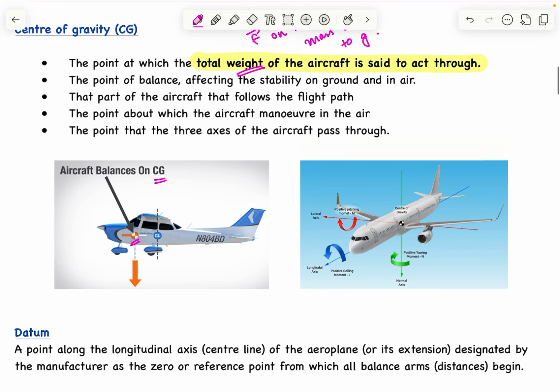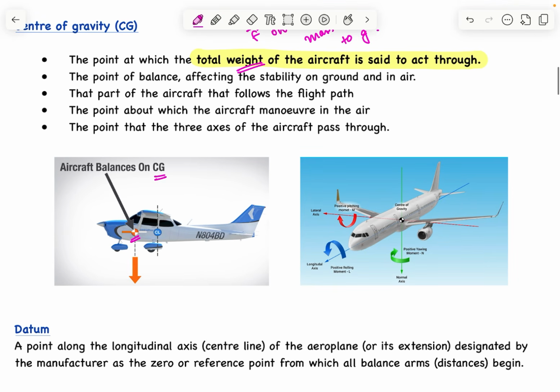Now, it is the point of balance affecting the stability on ground and in air. So we'll see later that the CG moves from fore to aft position, which affects the balance. It is that part of the aircraft that follows the flight path. Now what is the flight path? It is the trajectory of aircraft motion.